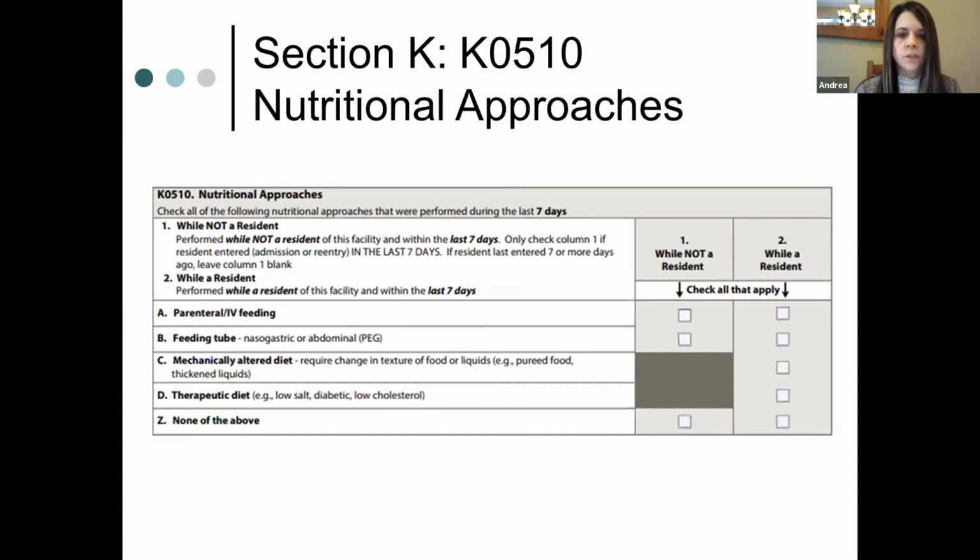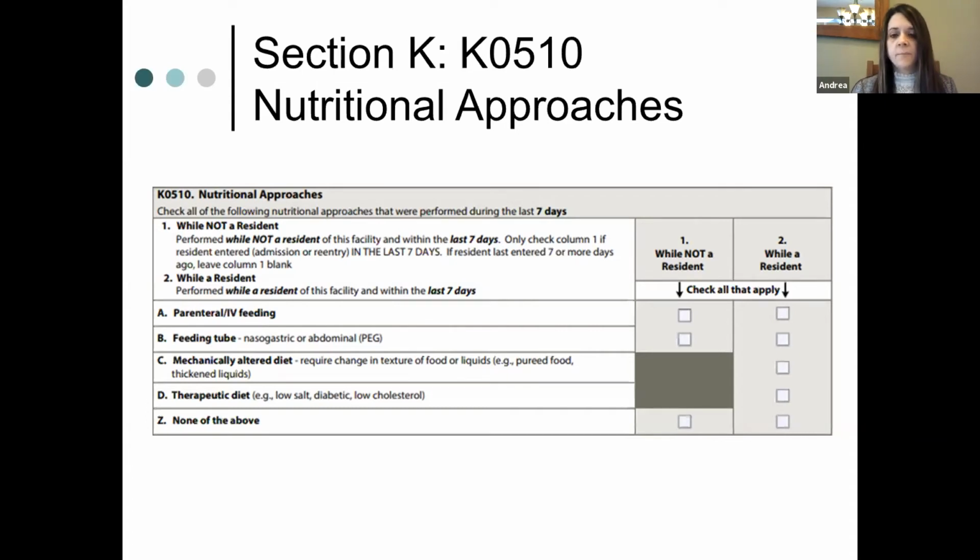And I have that in bold, but during the last 7 days. Review the medical record to determine if any of the listed nutritional approaches were performed during the 7-day look-back period. Sometimes the reference date, the ARD assessment range selected by the MDS nurse, may include days while the resident is not a resident, and that is why they have that category.